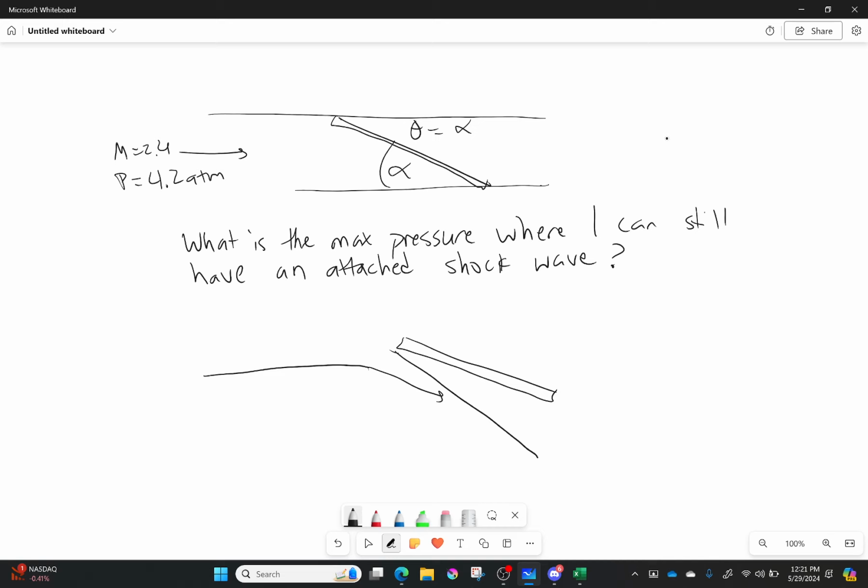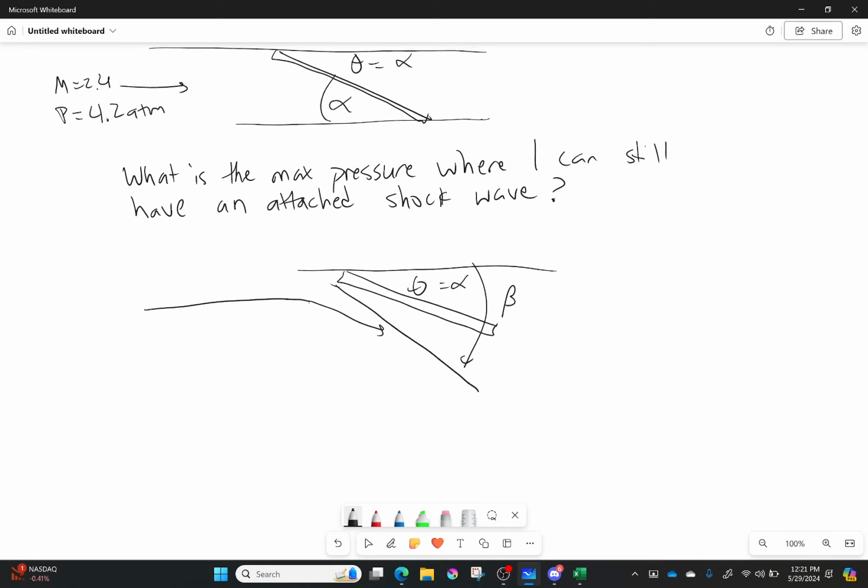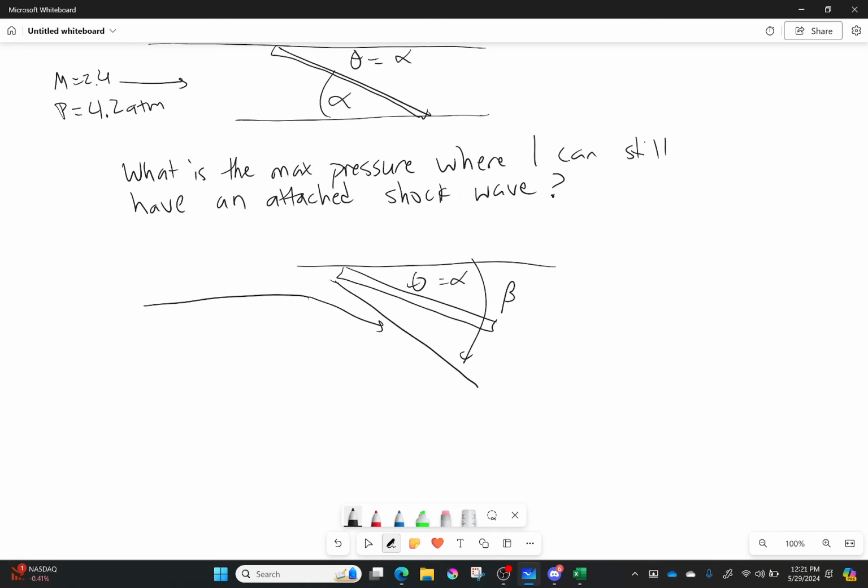So let's go ahead and start drawing on our diagram a little bit more here. So this will be theta, which is equal to my angle of attack. This angle right here is beta. And it's saying, what is the max pressure I can feel and still have it be attached? Now, you can already figure out there's going to be some sort of limiting case here. So that max pressure is either going to happen when angle of attack is at a minimum, or it's going to happen when the angle of attack is at a maximum.